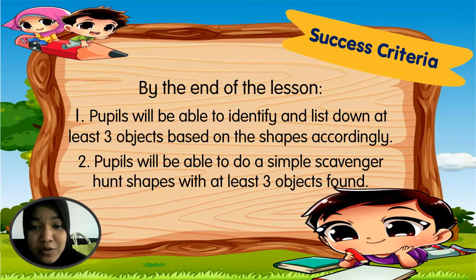Okay, before we proceed to our main activity for today, let's take a look at our success criteria for today. By the end of the lesson, you will be able to identify and list down at least 3 objects based on the shapes accordingly. And secondly, you will be able to do a simple scavenger hunt shapes with at least 3 objects found.